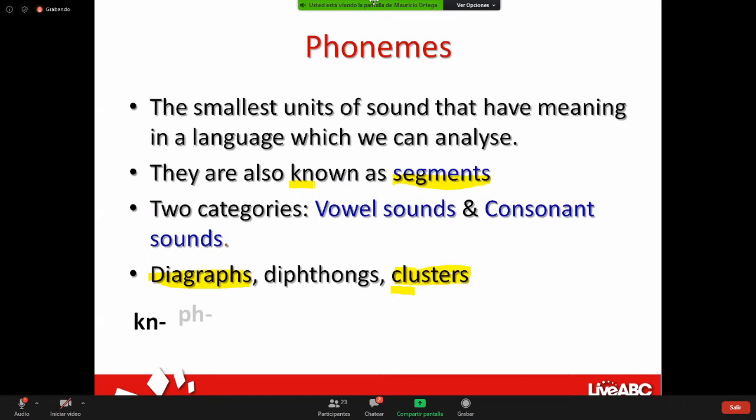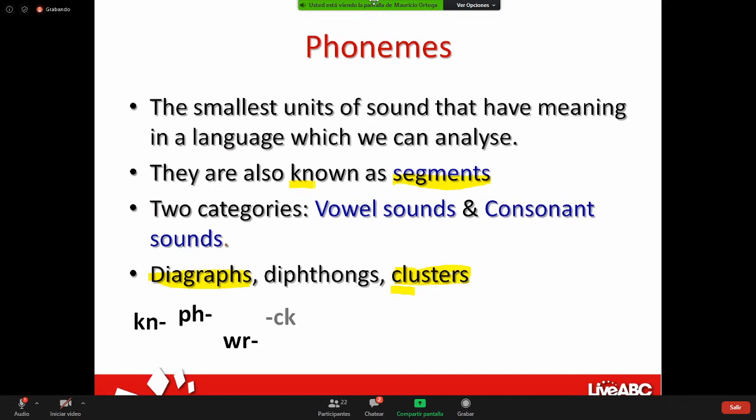Another one, PH, I have already mentioned, right? Here we have, for example, phonemes, telephone, WR, wrist, wrap. And why is this important? Because if you teach them this and you show them the words, then students will understand this part. I will go to that in just one more second.